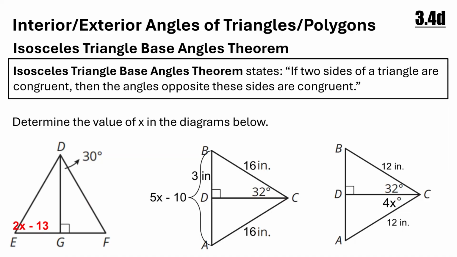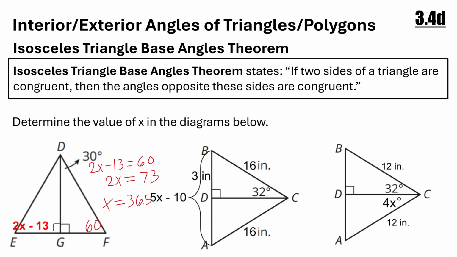The first triangle shows a triangle with a perpendicular bisector and a 30-degree angle. To solve for x, you need to find the first missing angle. The missing angle is 60 degrees because 90 plus 30 plus 60 equals 180. Now set up an equation to state both base angles are equal. So, 2x minus 13 equals 60. Add 13 to both sides to get 2x equals 73. Then divide to get x equals 36.5.